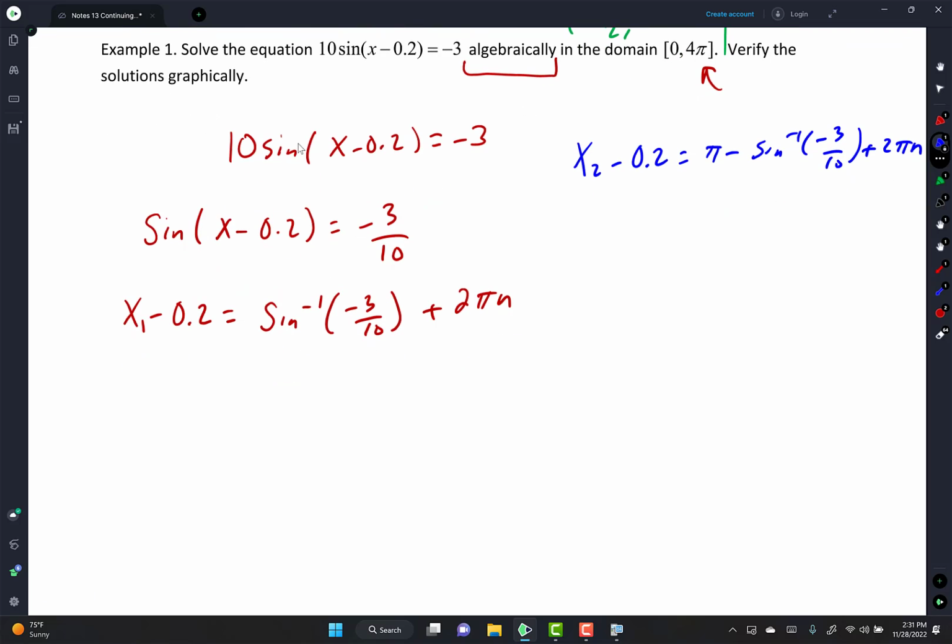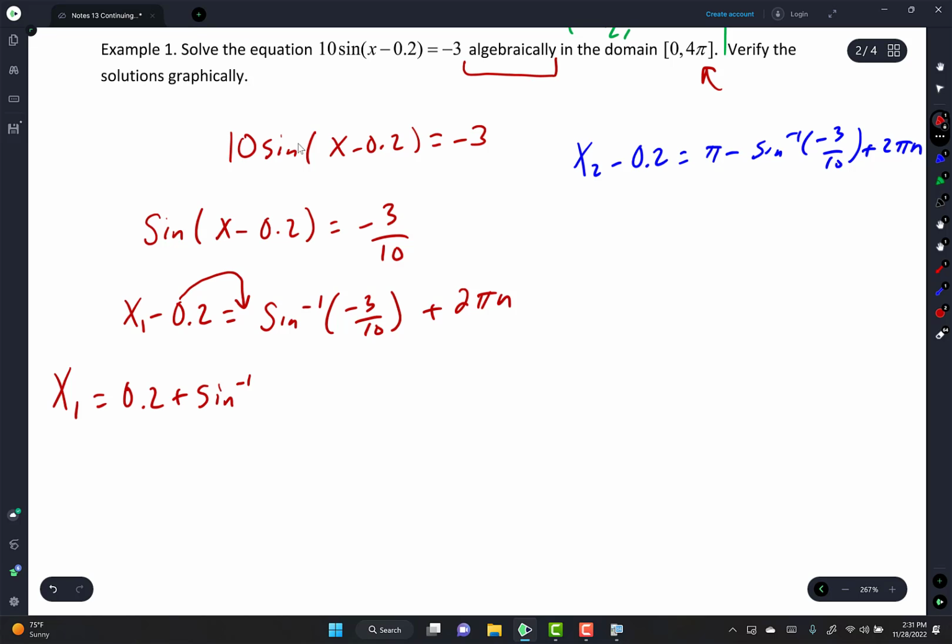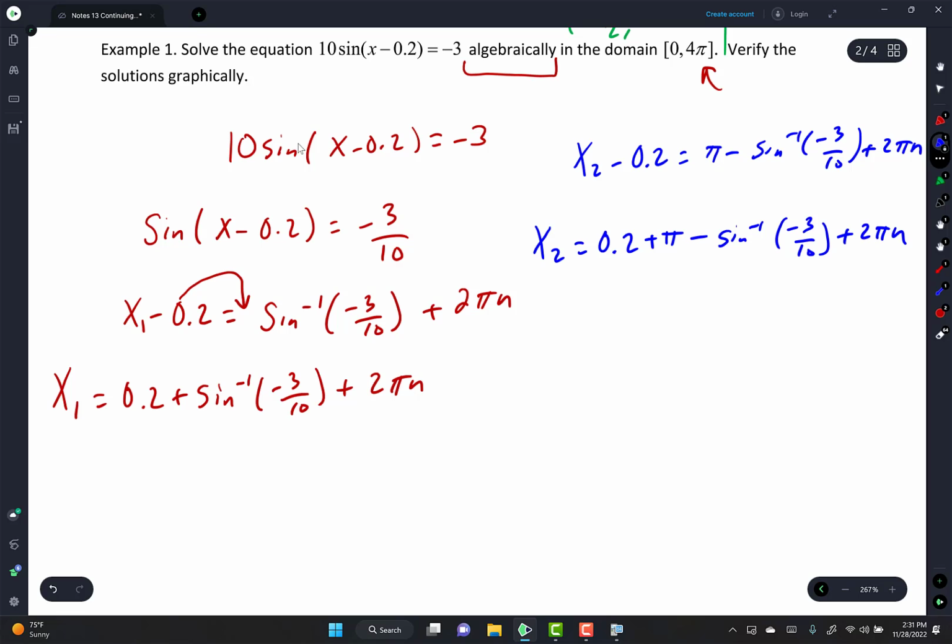So here we go. I'm going to go back to the one in red. If you have colored pencils, it is a good place to use your colored pencils. Put the 0.2 right here in the front so you don't mess up. x1 equals 0.2 plus arc sine of negative 3 over 10 plus 2 pi n. In a little bit, we'll see what that is. I'm going to go back to the one in blue. x2 equals 0.2 plus pi minus arc sine of negative 3 over 10 plus 2 pi n. And I'll wait for you guys to catch up.